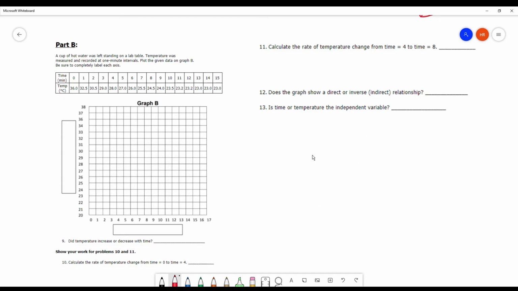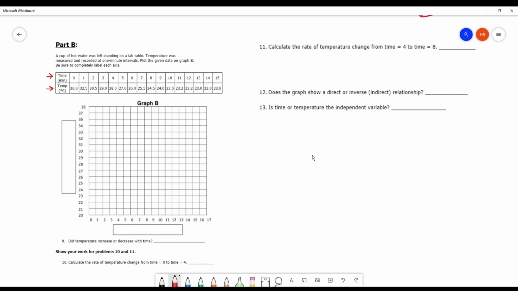All right, welcome to part B. This one you're going to actually do some graphing. So a cup of hot water was left standing on a lab table. The temperature was measured and recorded at 1 minute intervals, which we see here in time. And we're going to plot the data given on graph B. And we need to label our axes.